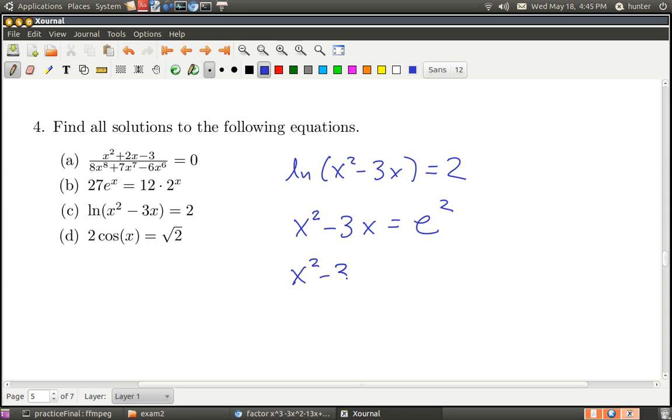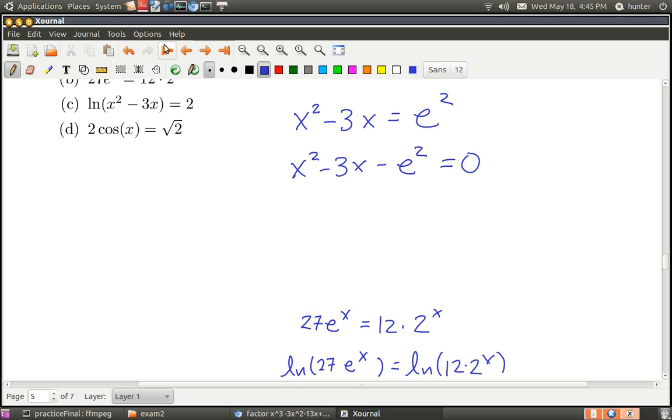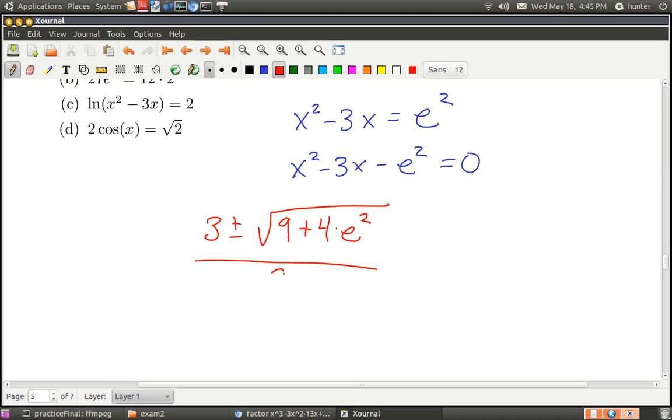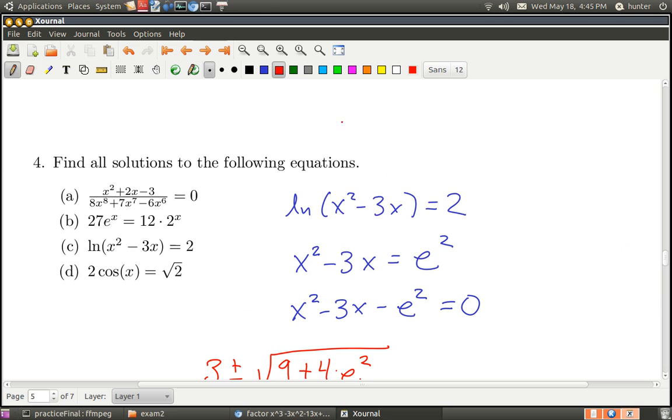And so now I just have a quadratic function. So x squared minus 3x minus e squared. E squared is just a number, so I can use the quadratic formula. And so what happens, I get 3 plus or minus the square root of 3 squared is 9, minus becomes plus 4 times e squared, and this is all over 2a, which is just 2, and I'm just going to leave the answer like that. Great. Okay, so that's 3 down, 1 to go.